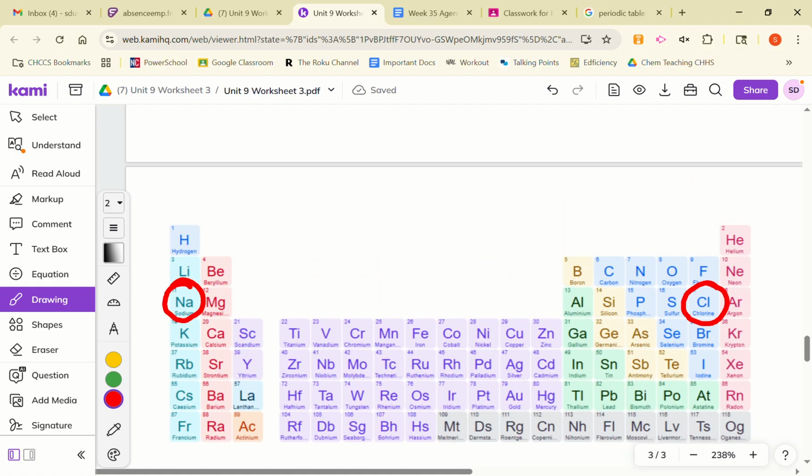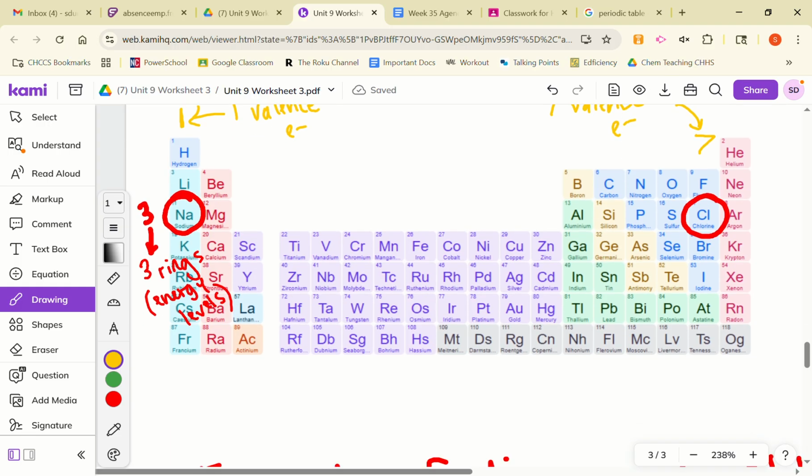And you'll notice a couple of things. They are in the third row, and because they're in the third row, that means we're going to need 3 rings, or 3 energy levels, if we were drawing Bohr diagrams, which I'm going to show you a Bohr diagram and also a Lewis dot structure. So we're going to draw 3 rings for a Bohr diagram. Then we see sodium is in the first column, while chlorine is in the 7th column. And so what this means is that sodium has 1 valence electron, and chlorine has 7 valence electrons.